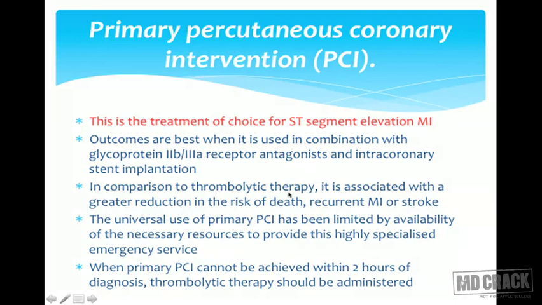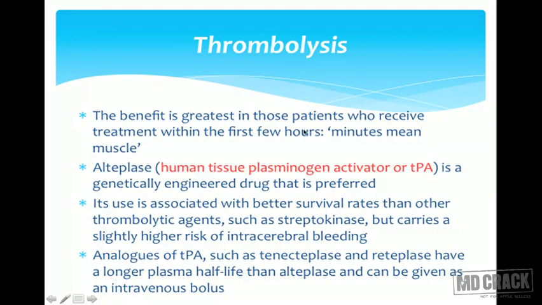In comparison to thrombolytic therapy, it is associated with a greater reduction in risk of death, recurrent MI or stroke. Very important point. The universal use of primary PCI, that is primary percutaneous coronary intervention, has been limited by availability of the necessary resources to provide this highly specialized emergency service. When primary PCI cannot be achieved within 2 hours of diagnosis, thrombolytic therapy should be instituted. The benefit is greatest in those patients who receive treatment within first few hours.